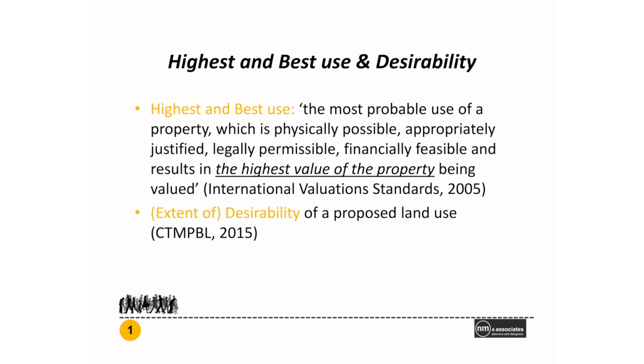The first one is highest and best use, and I'm not going to spell it out for you because you can read it for yourselves, but what I want to show you is that the operative words in the definition of highest and best use are the highest value of the property being valued. And it crops up in every terms of reference and every piece of work that the planner and urban designer do.